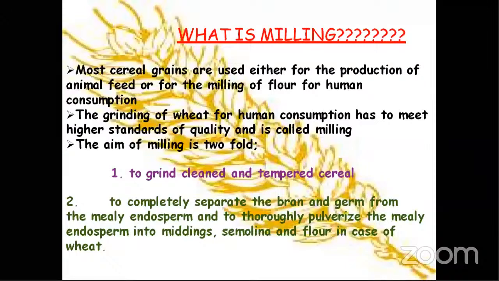So this milling we do to attain two goals. First one is to grind the clean and the tempered cereal. And second one is to separate the bran and the germ from the endosperm so that this endosperm can be converted into semolina, or it can be converted into flour, or it can be converted into middlings. So to attain these two aims, we can go for this milling.